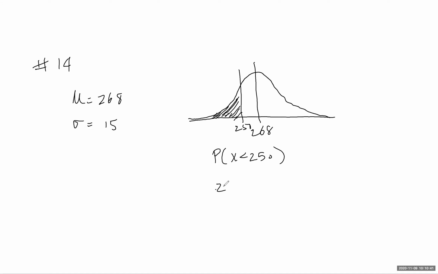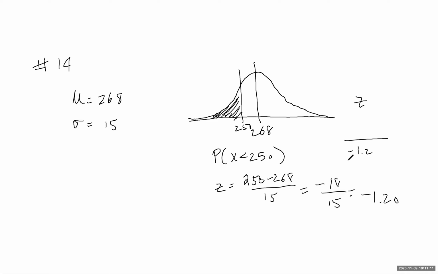So we find our z-score, x minus mu divided by sigma, and we get negative 18 over 15, which is negative 1.20. So in our table, we find negative 1.2, find that row, and then we use the 0.00 column, and wherever the intersection of the two is, that's our area.